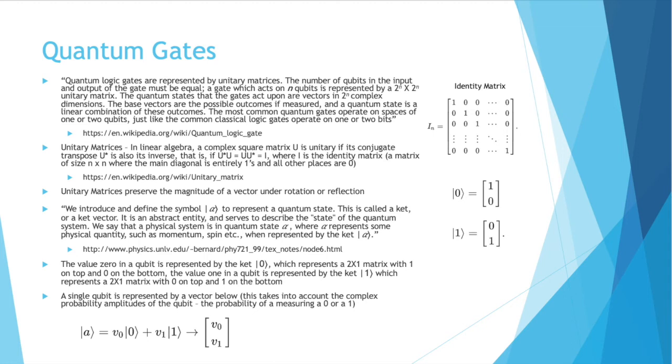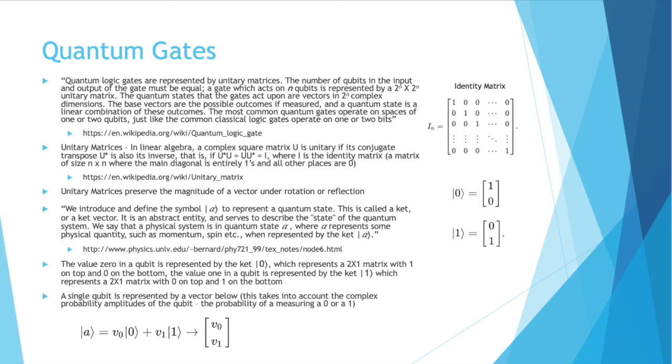rotation. We introduce and define the symbol alpha with that straight line and what looks like a greater than sign to represent a quantum state, kind of like I touched on earlier with the absolute value of alpha squared. These shapes all together are called a ket, K-E-T, or a ket vector. It is an abstract entity and serves to describe the state of the quantum system. We say that a physical system is in a quantum state alpha, where alpha represents some physical quantity, such as momentum, spin, etc., when represented by the ket.